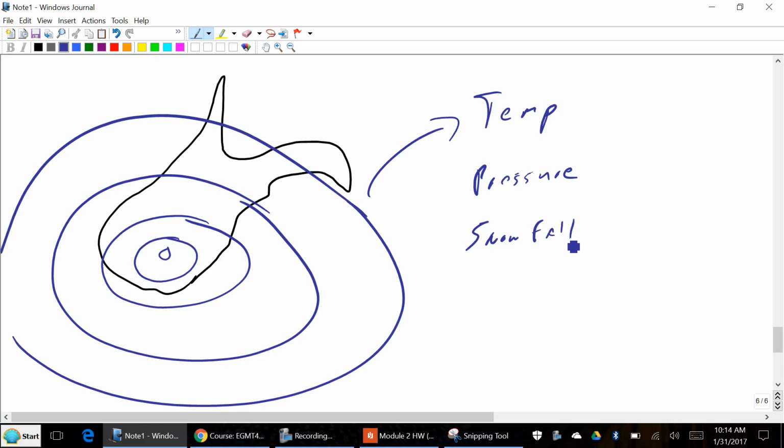But what do these lines represent? All the points on this line show all the locations that have the same temperature. If it has the same temperature, it's called an isotherm. If it has the same pressure, it's called an isobar. Same snowfall, I don't know what it's called.